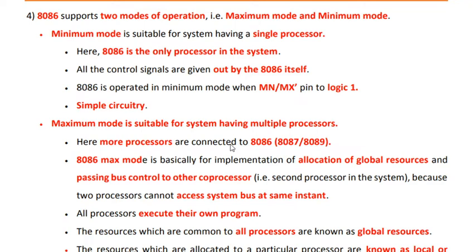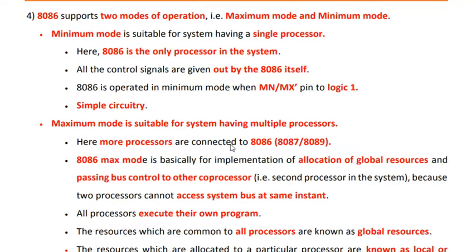So again, I'm repeating, minimum mode refers to a situation where there is only one microprocessor in the system. Likewise, maximum mode is suitable for systems having multiple processors. Here, there exist more than one coprocessor in the system. So here, as understood, there are more processors connected to 8086. So we can have processors like 8087, 8089 connected to the system where 8086 is present.